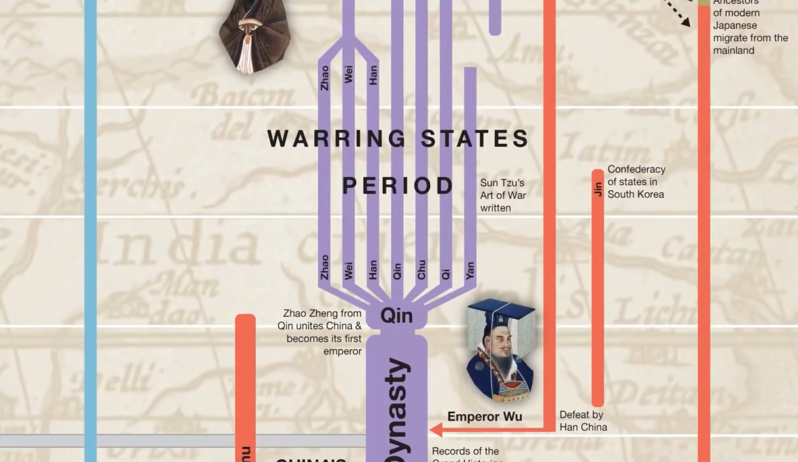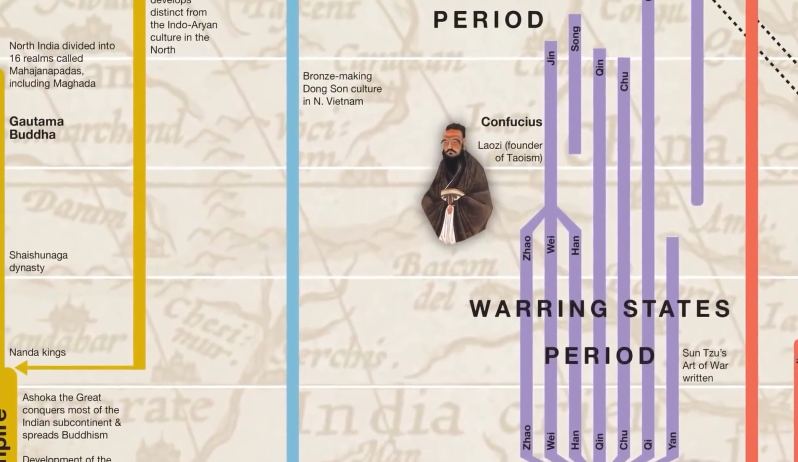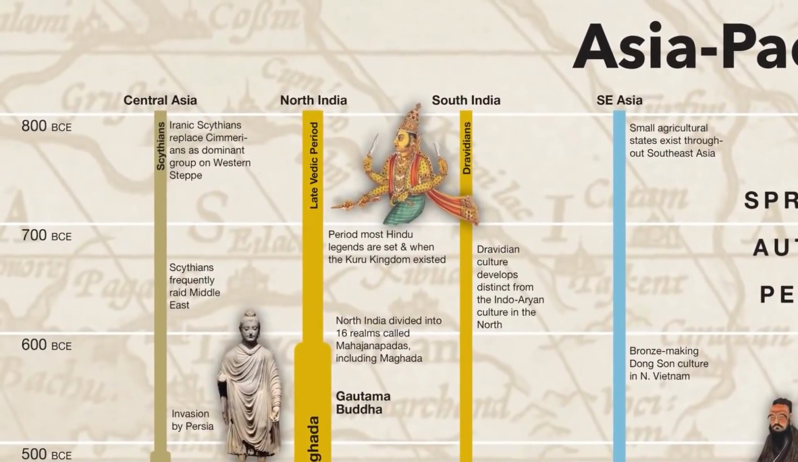But before we look at Imperial China, let's now move to the other side of the chart, to the other major region in Asia where a lot of change was happening, India. You'll note that there are separate timelines for North India and South India. This is because what was happening in the northern part of the subcontinent was often quite different from what was happening in the southern part.